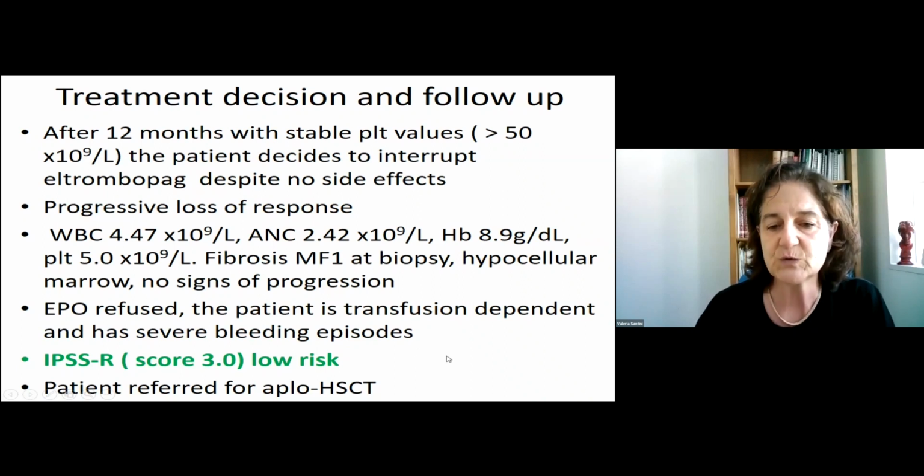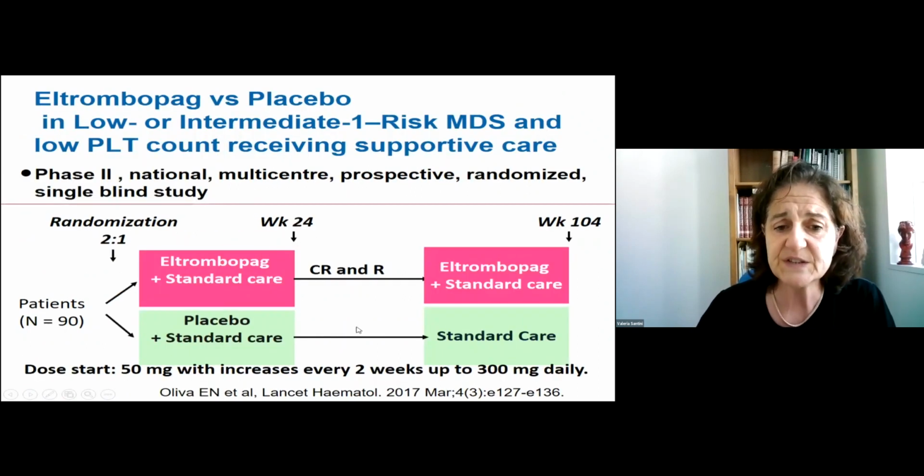And of course, we referred the patient for haploidentical stem cell transplant because he has severe bleeding episodes. So this is the design of the study in which the patient was enrolled. Eltrombopag was compared to placebo, single blind, so we knew that the patient was taking the drug. And we had at week 24 to check for CR and partial response.